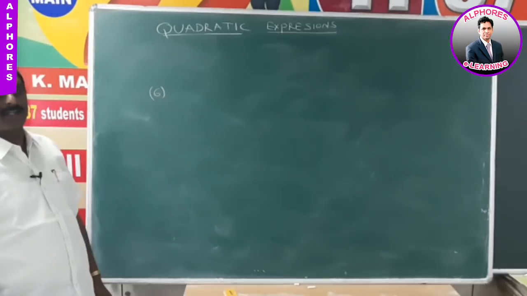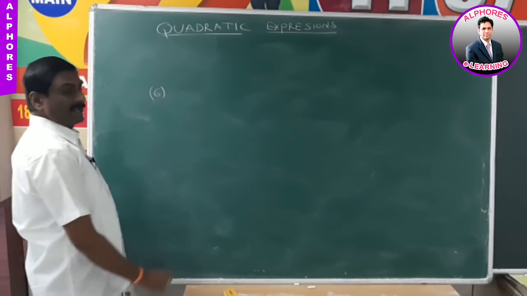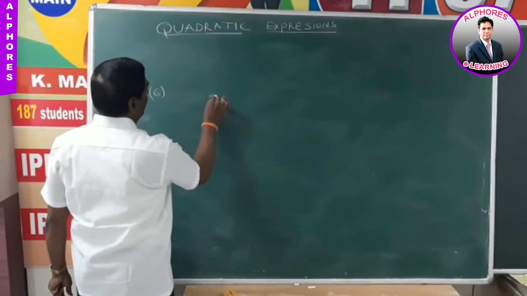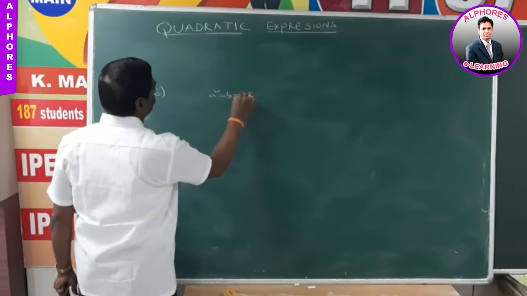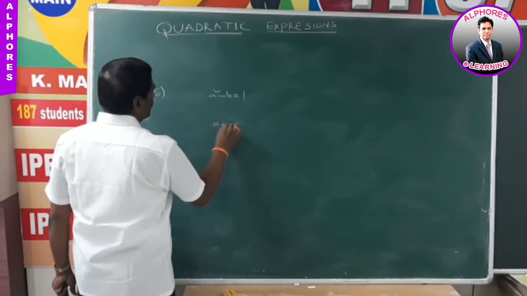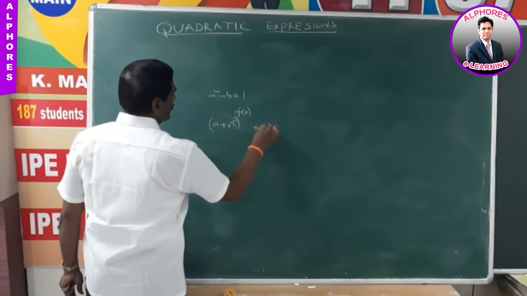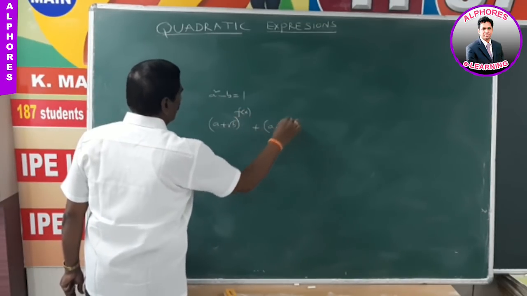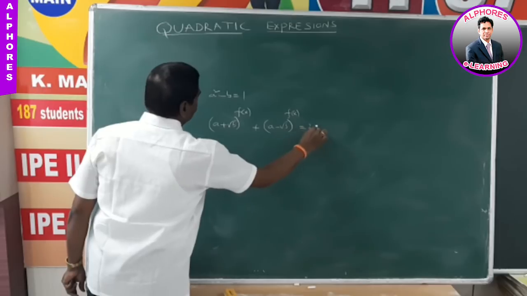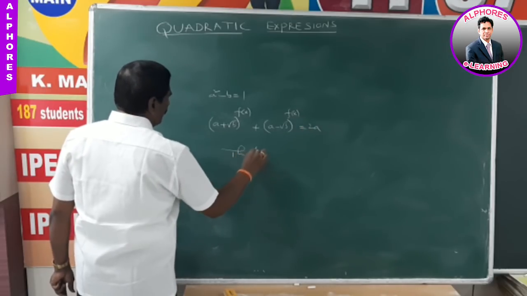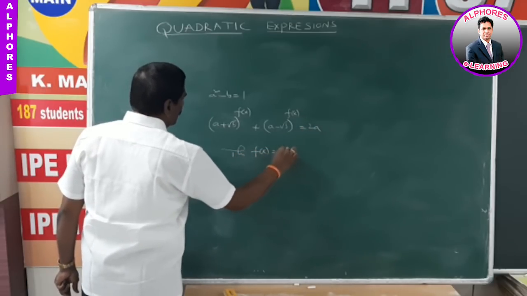Let f(x) be any function, and a, b are two real numbers such that a² − b = 1 and (a + √b)^f(x) + (a − √b)^f(x) = 2a, then f(x) = ±1.